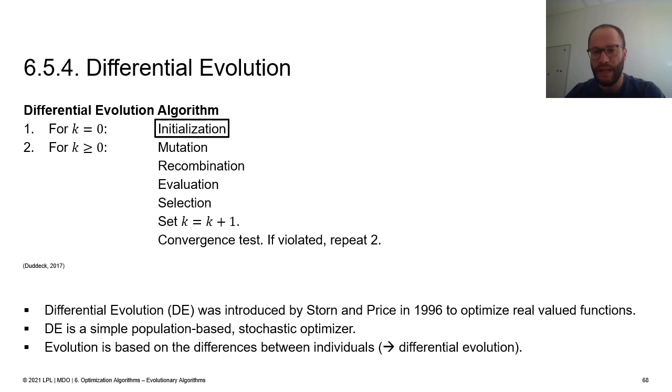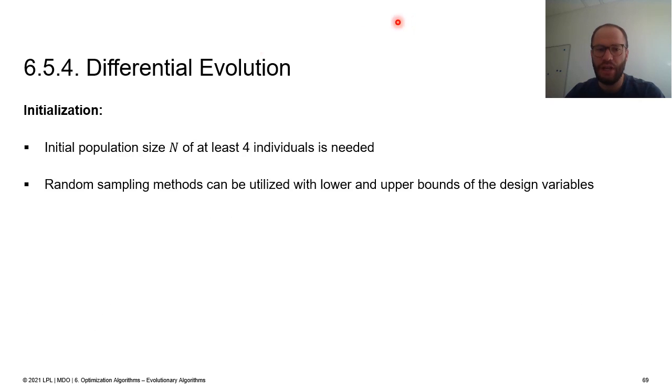We start with the initialization. The initialization is pretty similar to the genetic algorithm. One difference is here we have a minimum amount of population size. So we need at least 4 individuals to carry out the differential evolution, because otherwise it doesn't work. And then for the first phase you usually also have a random sampling method within the lower and upper bounds of the design variables, and this is your starting point.